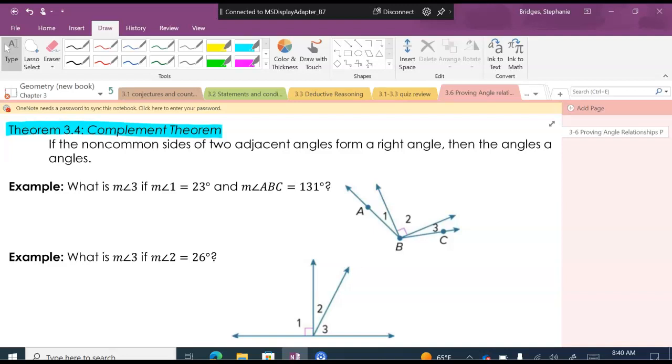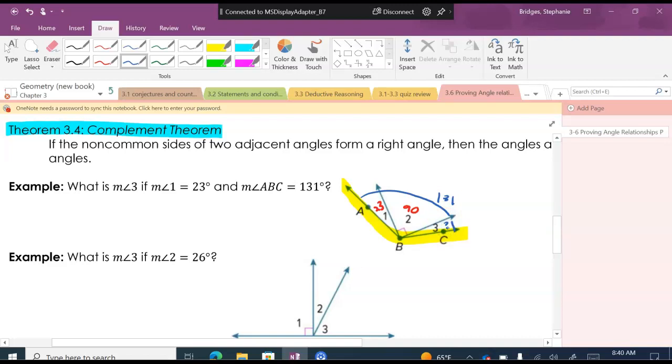Okay. So it says, what is the measure of angle 3? So we're trying to find out what angle 3 is, if angle 1 is 23 and angle ABC is 131. So let's mark that in our picture. Angle 1, it tells me, is 23 degrees. And what did you just tell me angle 2 was? 90. And it says ABC, the whole big angle is, what does it say, 131? Okay, so all of that together is going to be 131. How could I find out what that little angle 3 is?